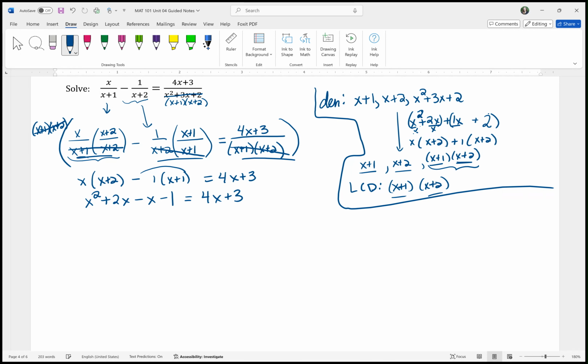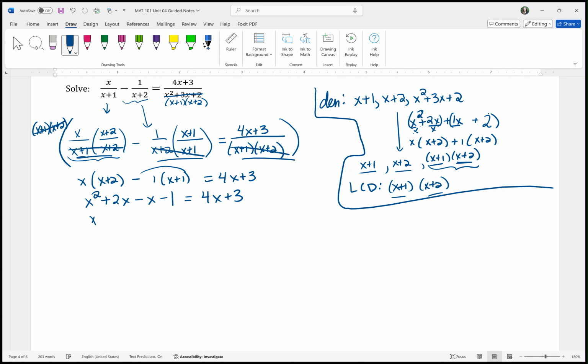Once you've distributed, again, ask yourself, what type of equation do I have now? And the highest exponent on the variable is 2. So this is an x squared. This is a quadratic. So we want to eventually get this equal to 0 so we can factor and then set those factors equal to 0. We've got some work to do on this one though. We got too many terms. So let's add like terms first and then we'll talk about what to do from there.